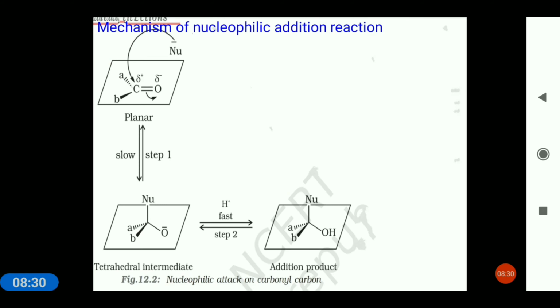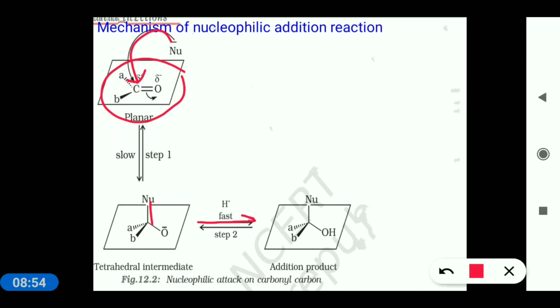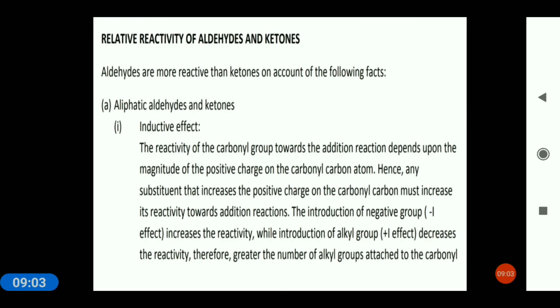When we see the mechanism of the nucleophilic addition reaction, here you can see the carbonyl group is planar, right? So the nucleophile is attacking at the top side. So addition of the nucleophile, and then it is treated with water in acidic medium. So this H will combine here and form the alcohol. Clear? When we see the relative reactivity of aldehydes and ketones, aldehydes are more reactive than ketones. Now see how and why.